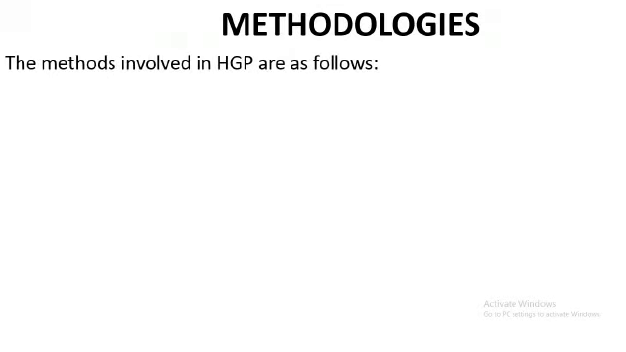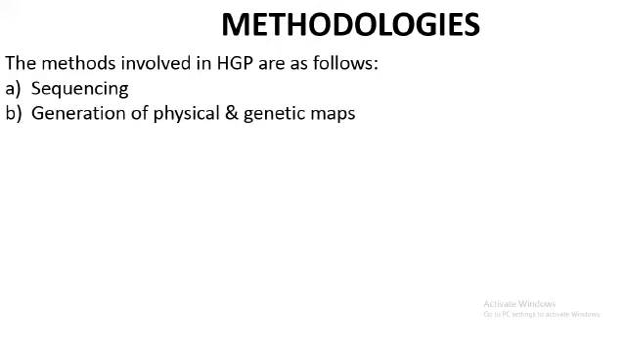Dear students, now let us continue with the next part of the Human Genome Project, that is methodologies. So, what are the ways by which the Human Genome Project can be carried out? There are two important techniques involved. The first one is called sequencing, and the second one is the generation of physical and genetic maps. Let us discuss these methodologies in detail.